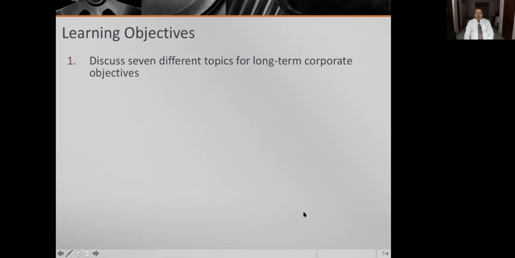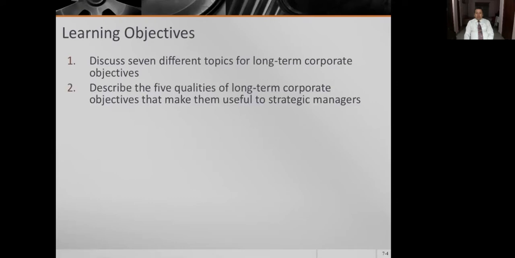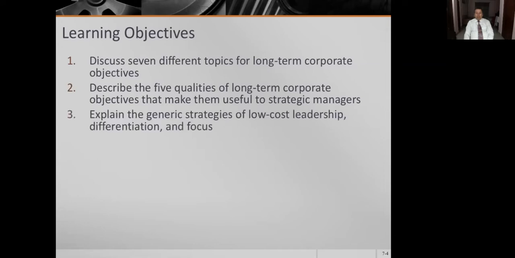We will be discussing 7 different topics for long-term corporate objectives, and describe the 5 qualities of long-term corporate objectives that make them useful to strategic managers. Then we explain the generic strategies of low-cost leadership versus differentiation and focus. These will be dealt with in a detailed manner later, but we'll just look at how Porter has defined these. And then we'll discuss the importance of the value disciplines.